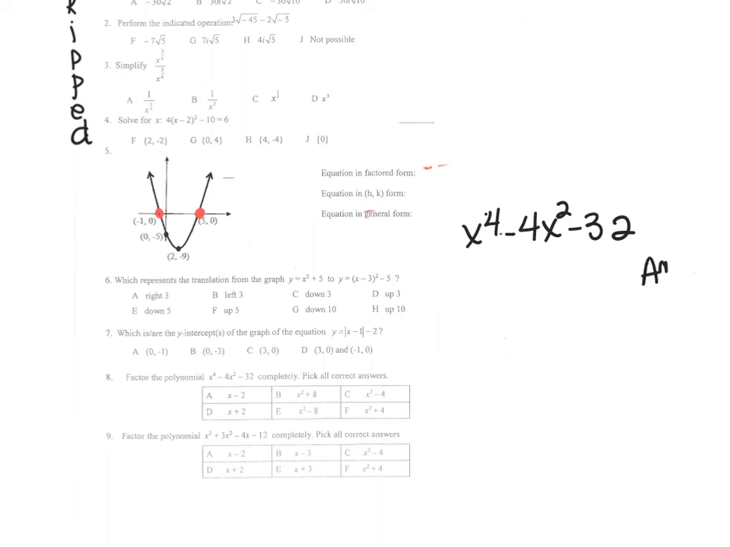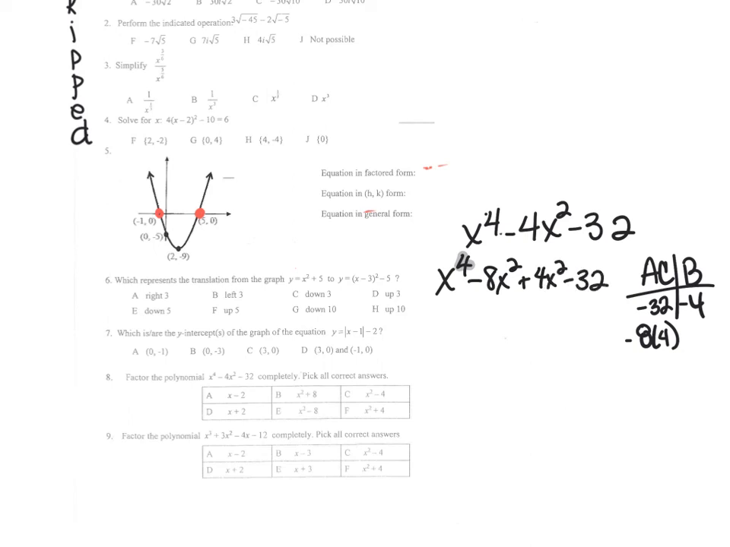I'm going to break this one down together. A times C and B. This is negative 32 and negative 4. We're going to go with 8 and 4. And 8 is negative. Okay. And then what we're going to do next is we're going to write down our factors. This is going to be, let me use the right pen. x to the fourth minus 8x squared plus 4x squared minus 32.